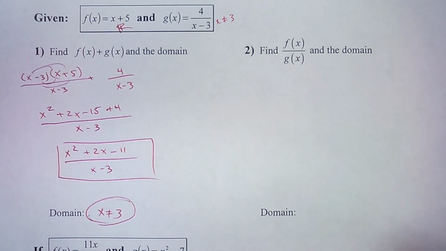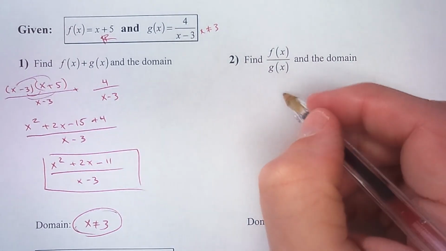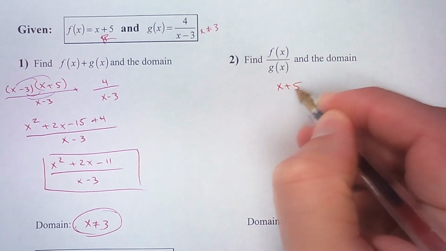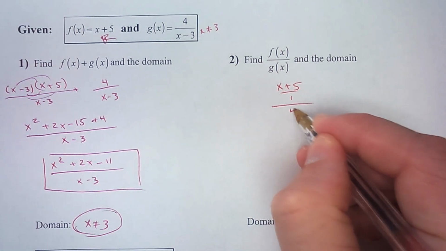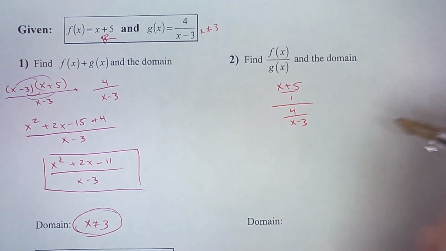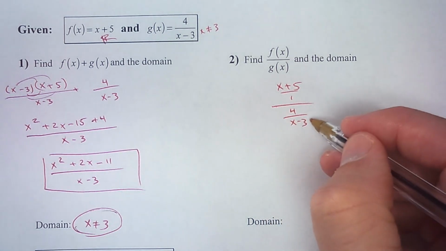F of x divided by g of x. So that's x plus 5, and I'm going to turn that into a fraction over 1, over 4 over x minus 3. Okay, now I can divide, or I can multiply these.